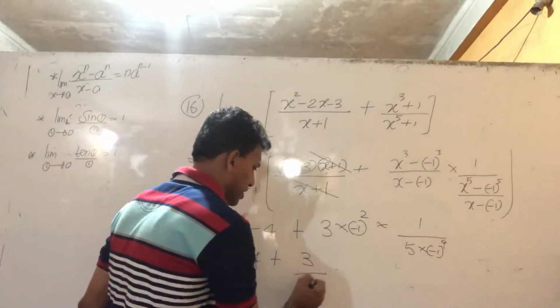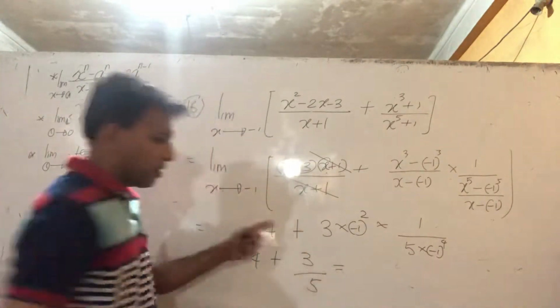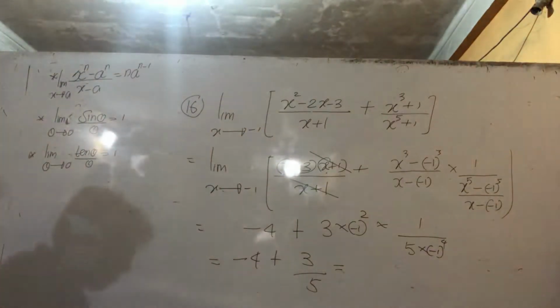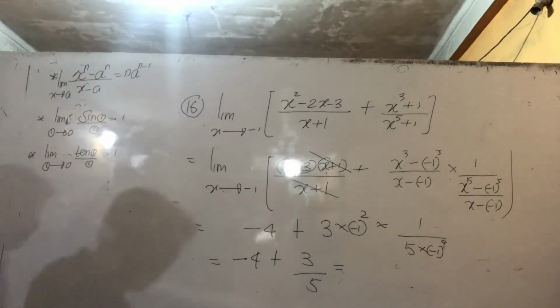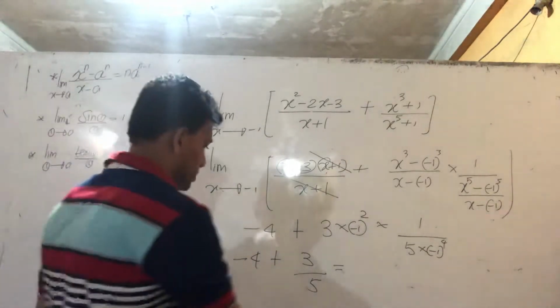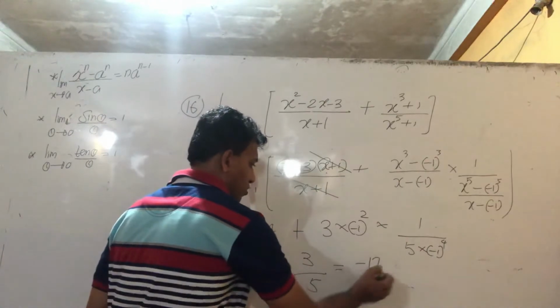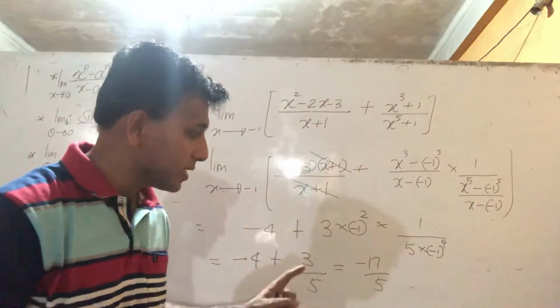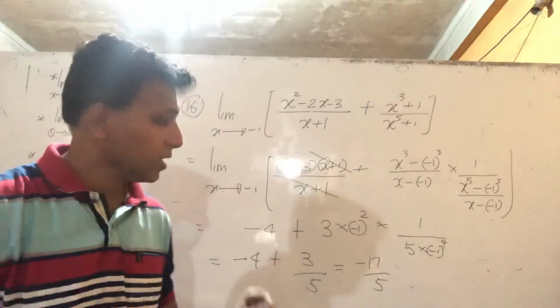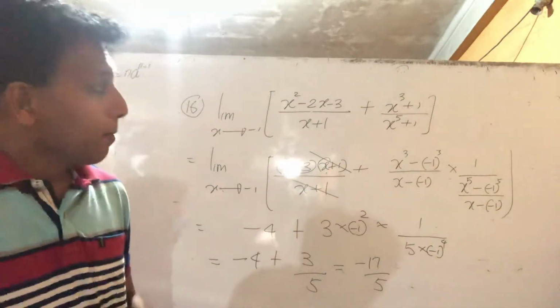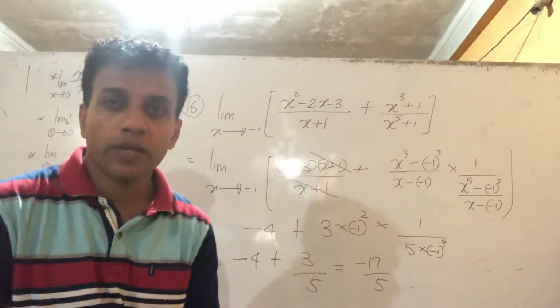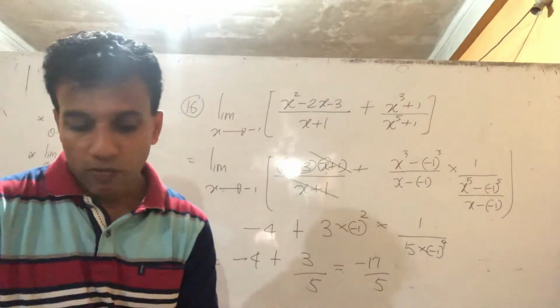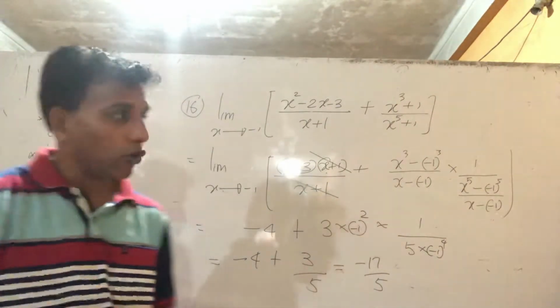Check, simplify. After the primary method, simplify and get minus 4 plus 3 over 5. Simplify here, the answer becomes minus 17 over 5, right? So therefore the limit exists. Is there a limit? Yes, that's what we call limit exists, but by directly substituting, there's no chance for an answer; it is one of the indeterminate forms.